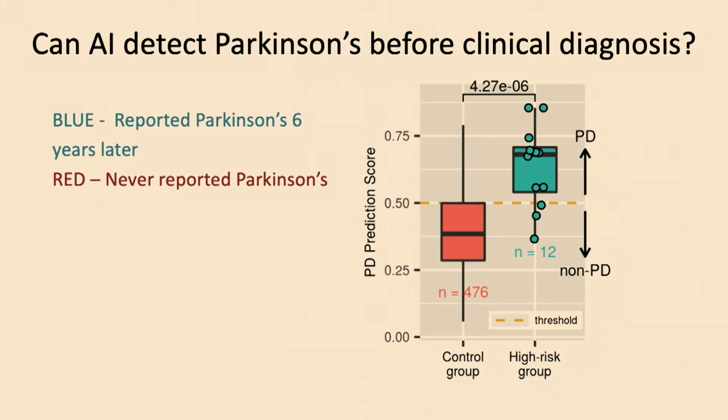The blue ones are the people who eventually, 6 years later when they came, said, I was diagnosed with Parkinson's. And the red ones are the people who 6 years later came and said, nobody diagnosed me with Parkinson's throughout this time. And you can see that the machine learning algorithm already, much earlier, knew that there's something wrong with those people. At least for 75% of those people, there was something wrong that the machine learning was able to point out and say, I think those people do have Parkinson's already. So this is very promising as an early way of detecting Parkinson's.